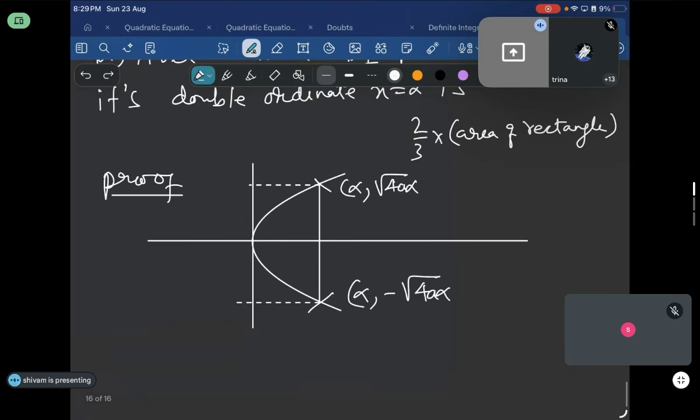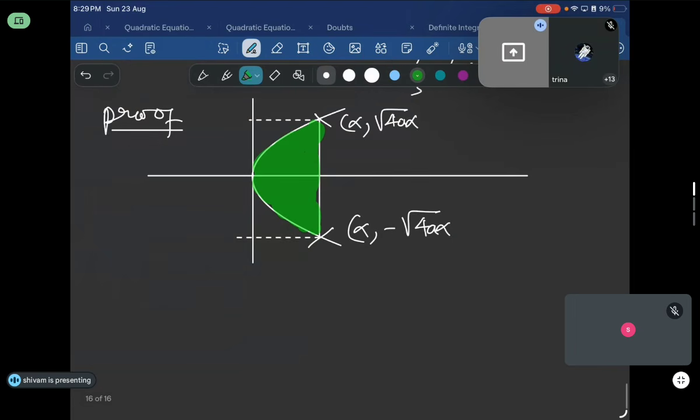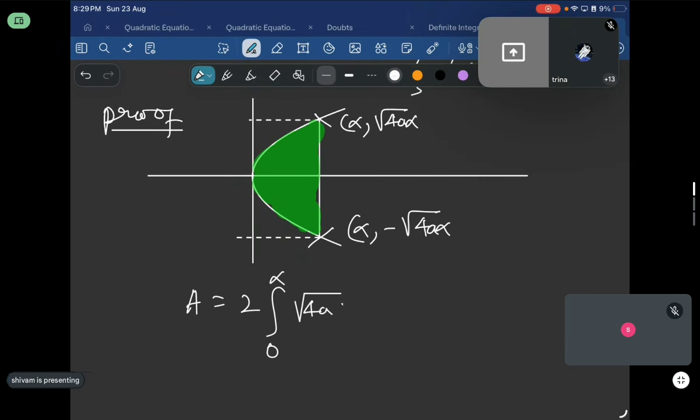This area will be twice the integral. Whatever area you are finding above the x-axis, the same area you are going to find below. Area will be equal to 2 into the area from 0 to alpha of root over 4a alpha. Right, tell me. You will get the result. This will give us how much?